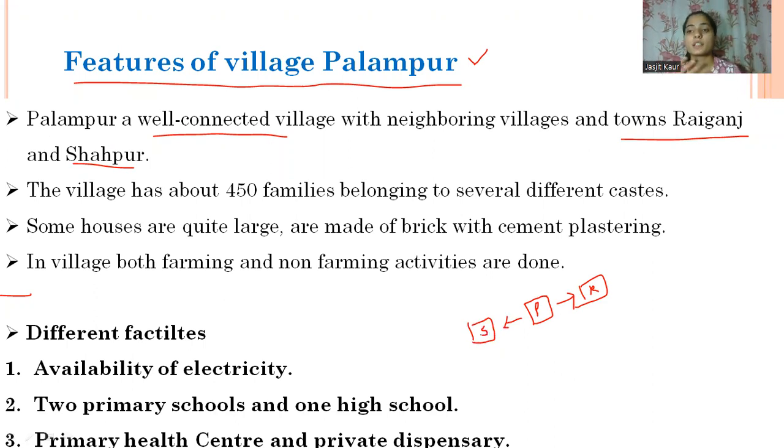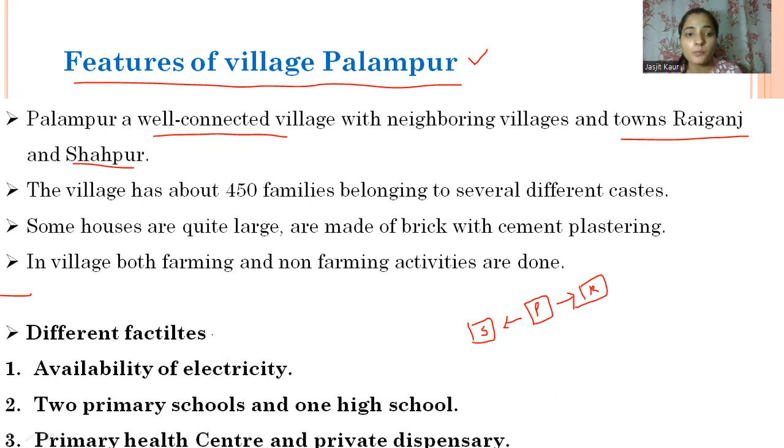We have seen this in our own area also. Like I live in Deepnagar, so it is connected from one side to Jalandhar Kent, and on the other side it is connected with Deepnagar. So it is located in the center of Pragpur and Jalandhar Kent. Just like this, the area where you live is also connected with two other towns. Just like this, village Palampur is also connected with Raiganj and Shahpur.